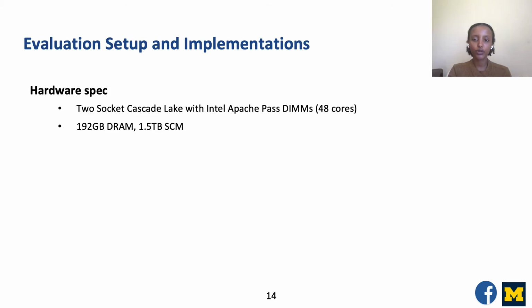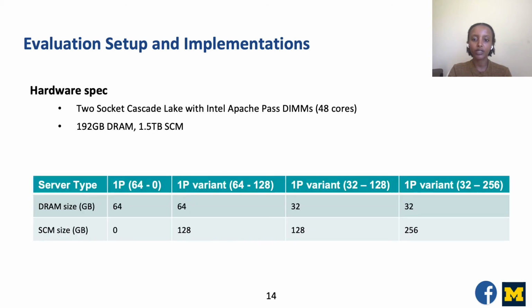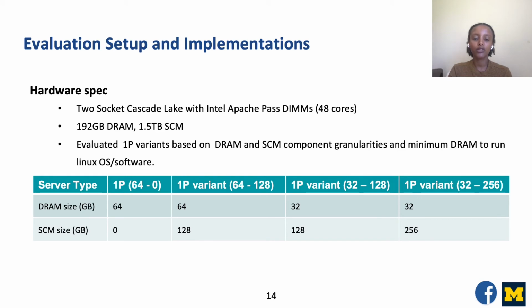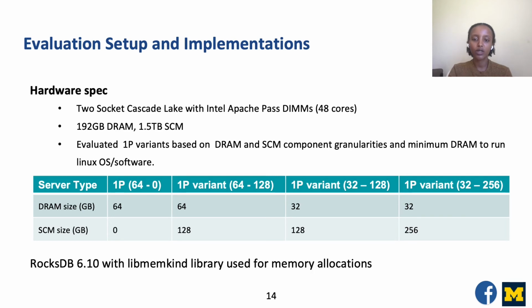For evaluation, we use two-socket Cascade Lake with Intel Apache Pass DIMMs. We use these platforms and limited DRAM and SCM sizes to get different server configurations. The servers we evaluated are a 1P server with 64 DRAM, 1P variants with 64 DRAM and 128 SCM, and with 32 DRAM and 128 and 256 SCM. We chose the server configurations based on available DRAM and SCM module granularities, and the minimum DRAM required to run Linux OS and software. We then use the memkind library for memory allocation management.